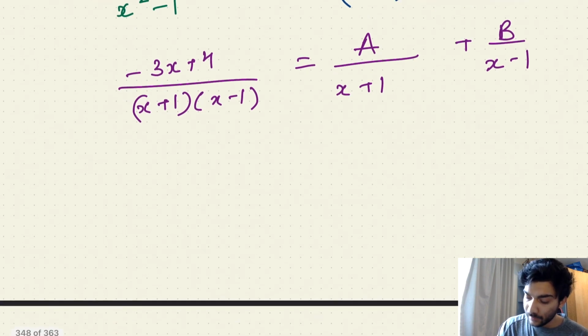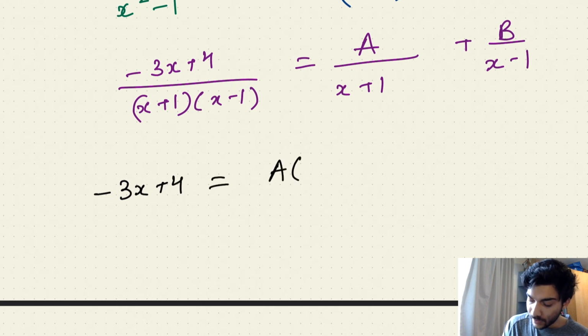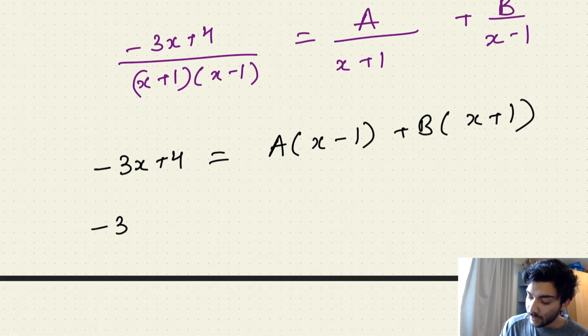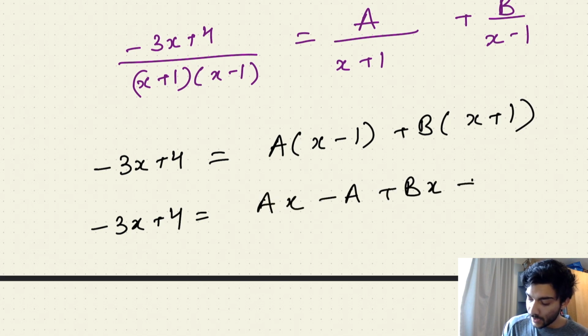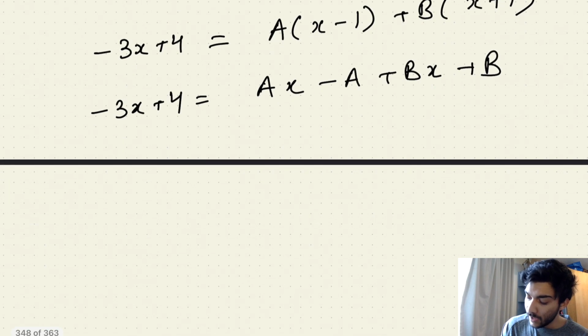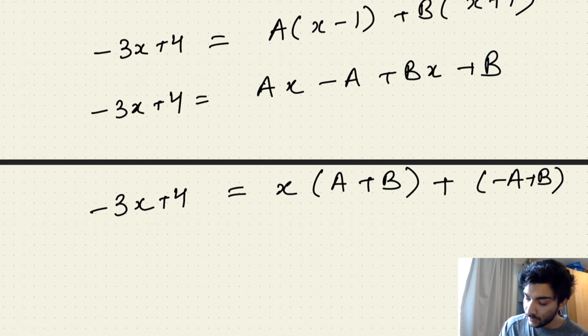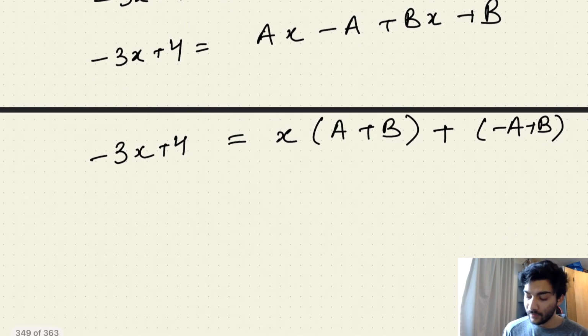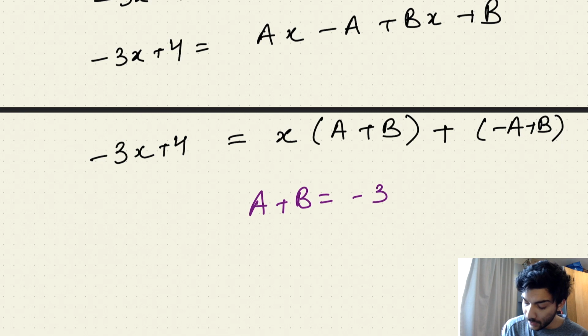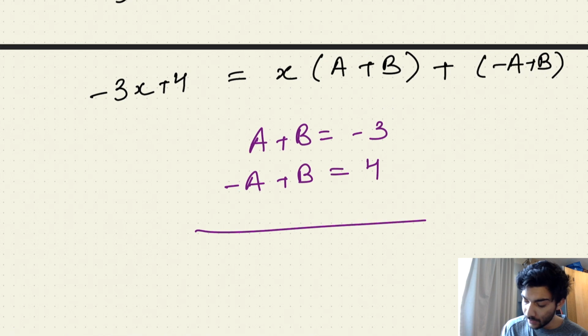And now if we do that, we can compare the numerators. So on the left hand side, the numerator is this one, but on the right hand side, the numerator would be a times x minus 1 plus b times x plus 1, right? So this would be ax minus a plus bx plus b. And now combining the similar terms together, it would be x times a plus b plus minus a plus b over here, right? And now if you compare the similar terms, you'll easily get a plus b as simply minus 3. Your minus a plus b over here is 4.